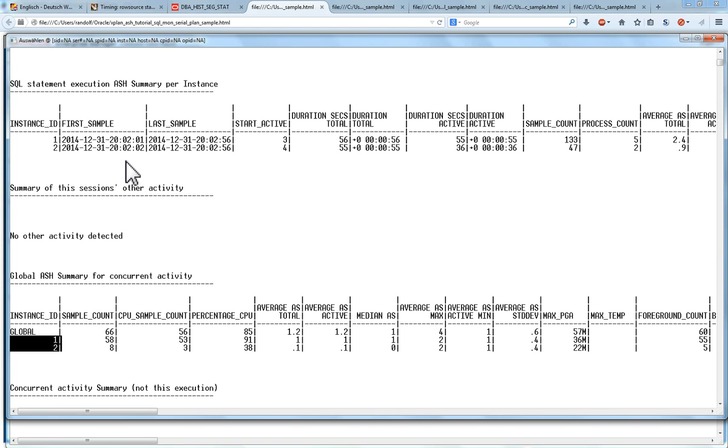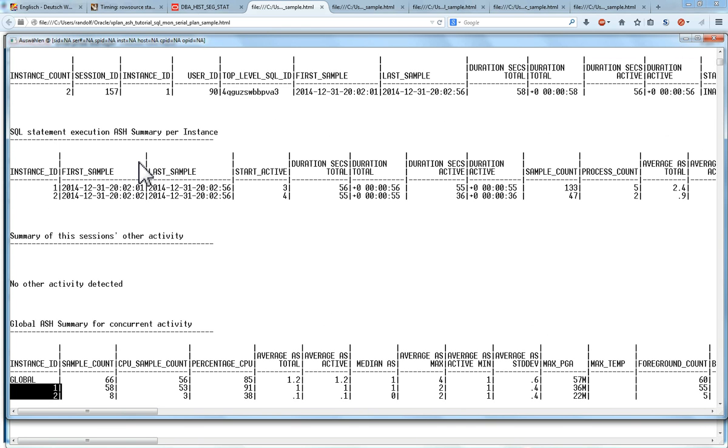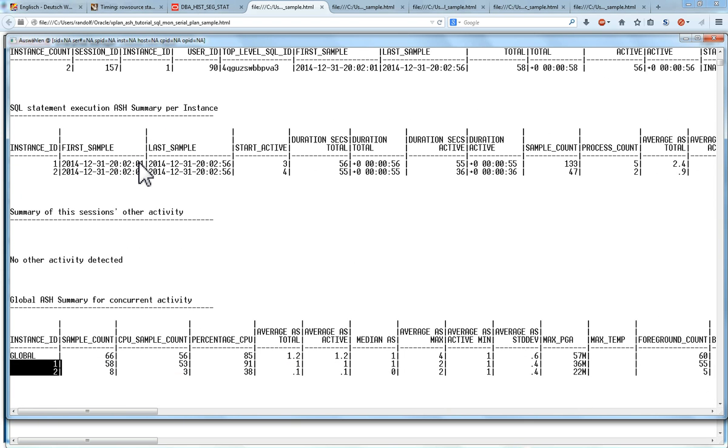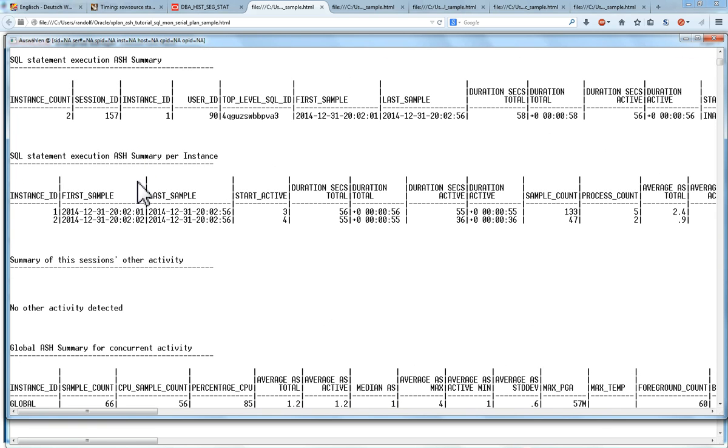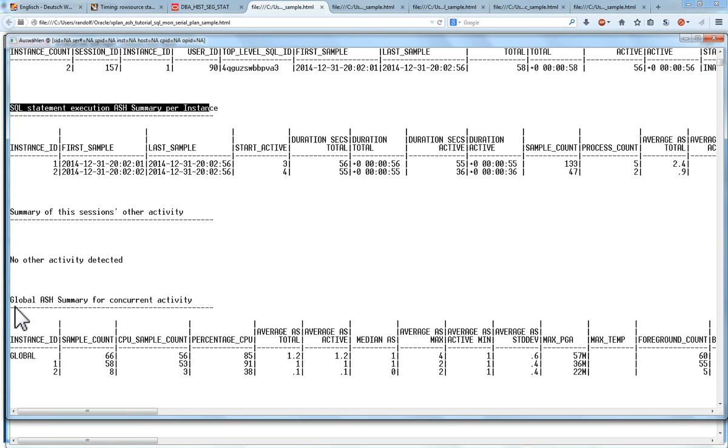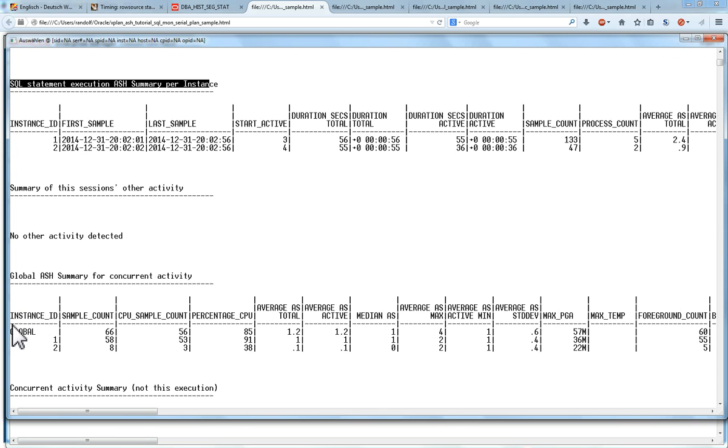So these are the two typical changes that you will see to the script output. If it's cross-instance parallel execution, you will either have additional sections, or within one section you see this additional instance ID identifier and more summary information on global and on instance level.